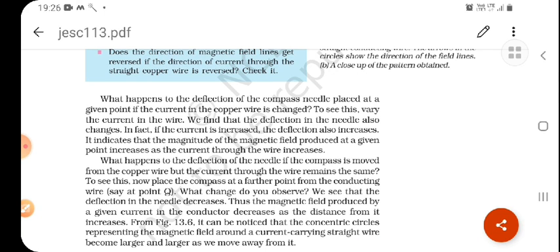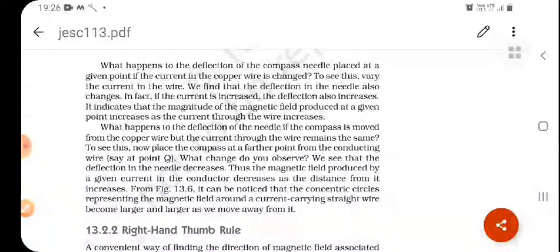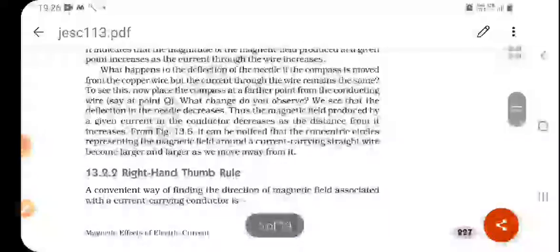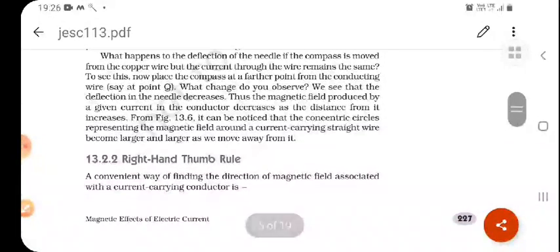Okay, whenever current passes through the straight conductor, it will show the deflection in the needle. What happens to the deflection of the needle if the compass is moved away from the copper wire but the current through the wire remains the same? To see this, now place the compass at a farther point from the conducting wire. What change do you observe? We see that the deflection in the needle decreases. If we place the compass away from the circuit, then the deflection decreases.